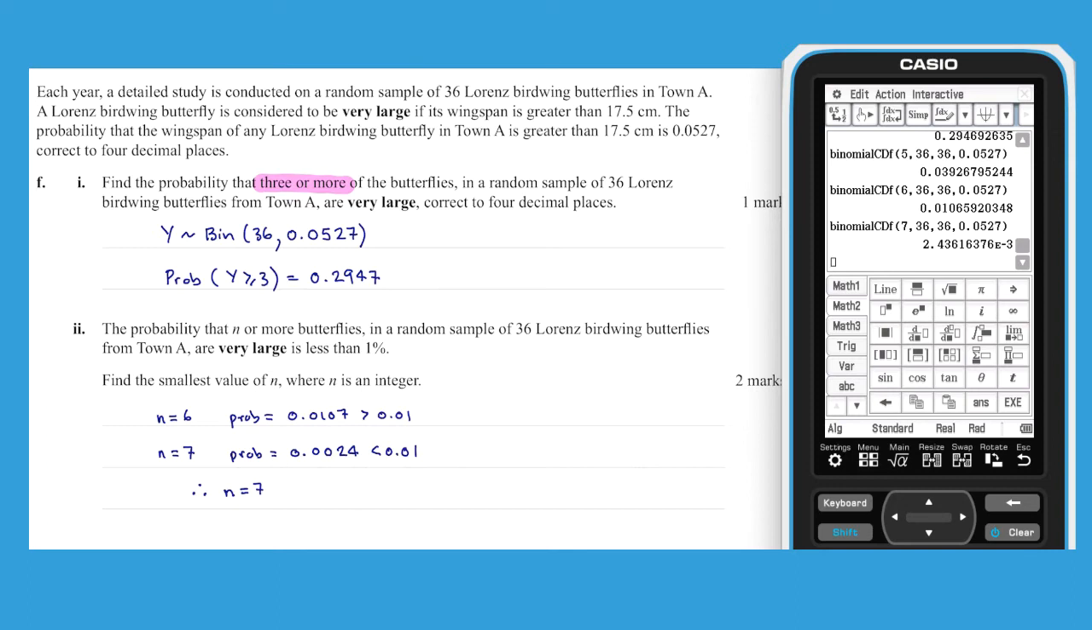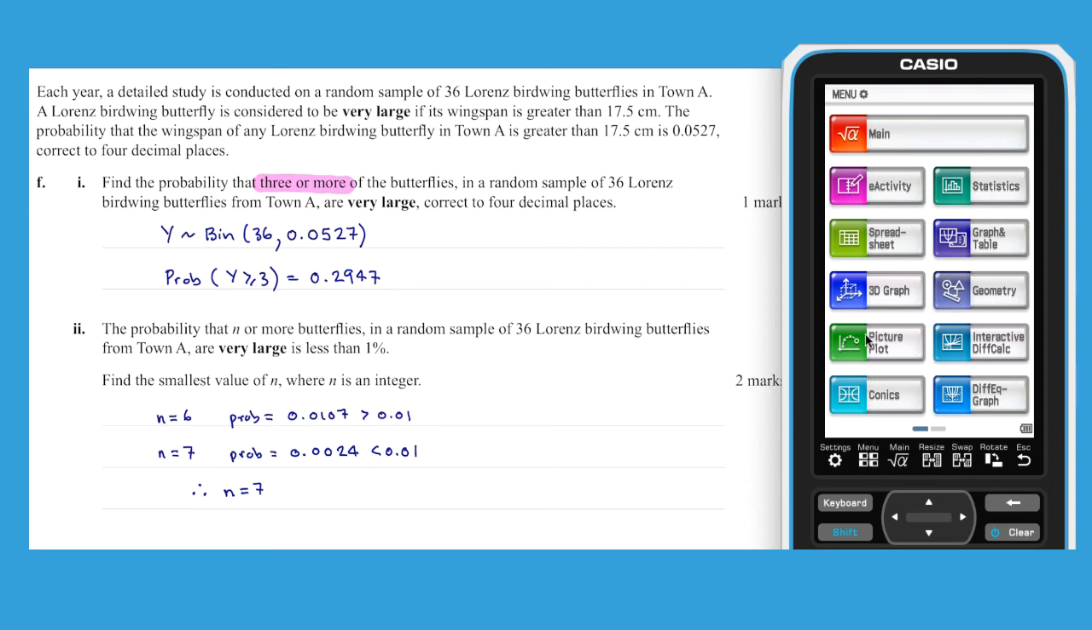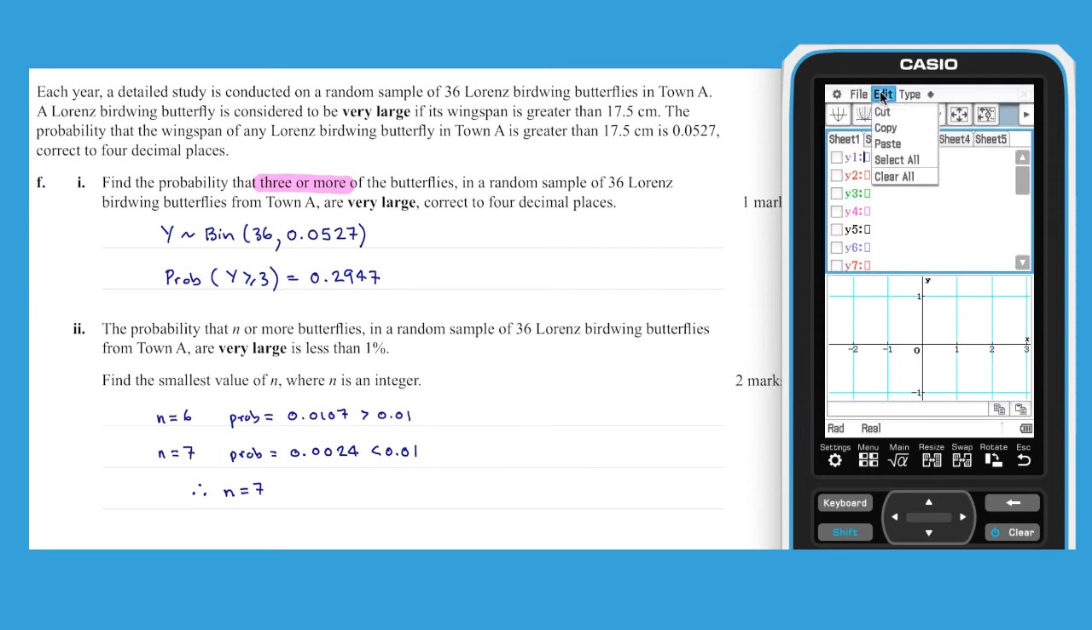If this question were posed in such a way as to make a trial and error process too time-consuming, we could generate a table of probabilities for all values of n using the ClassPad's Graph and Table app. This can be made easier if we copy and paste the syntax of our binomial CDF computation. Change the n value to x and press execute.